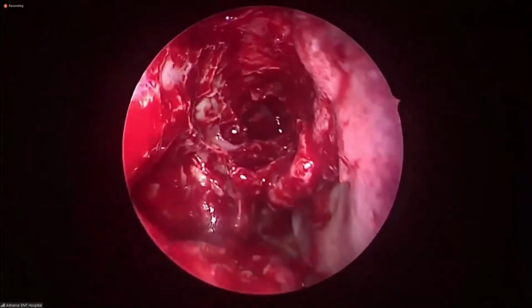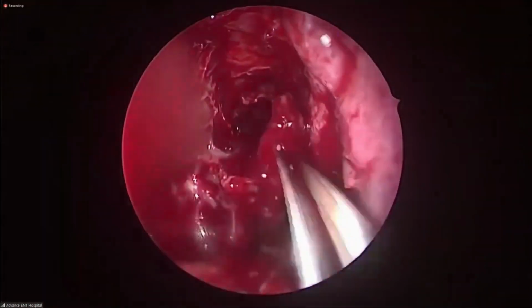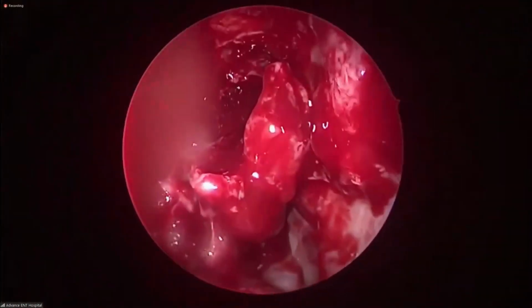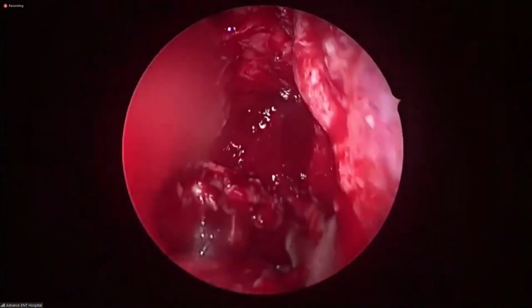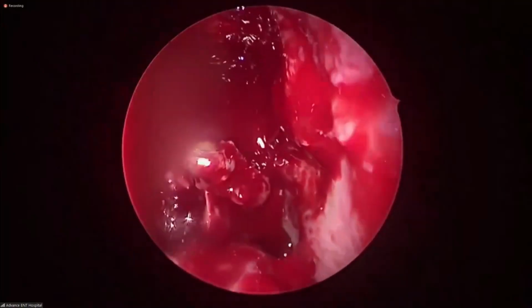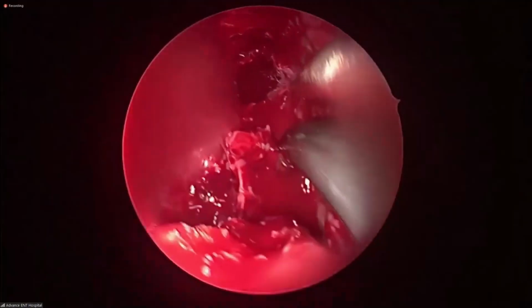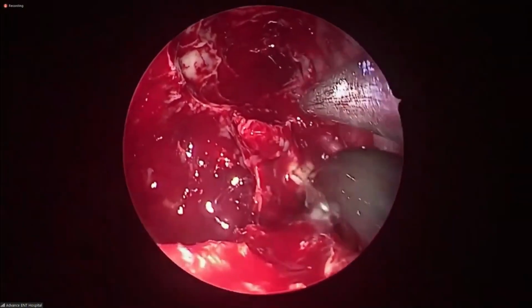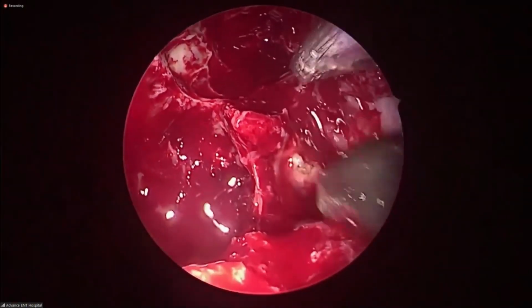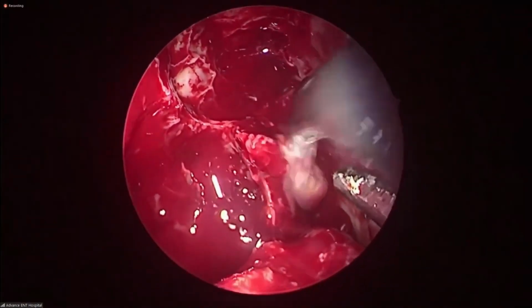Scissors. See this part of the turbinate stump. Yes, sir. See the vessel? The branch of the sphenopalatine coming to the middle turbinate. See that? This is responsible for the middle turbinate flap. So this bleeder was the last hurdle, sir.